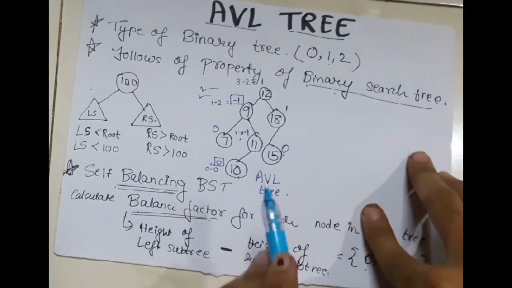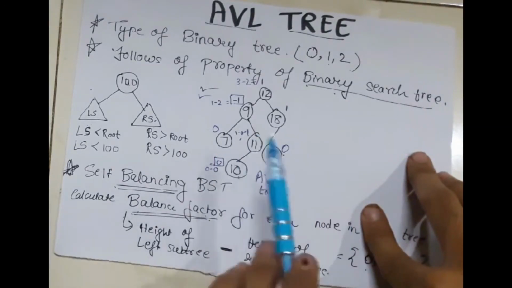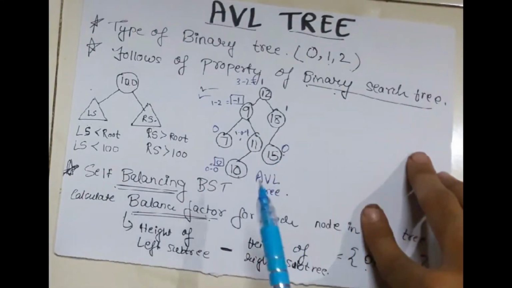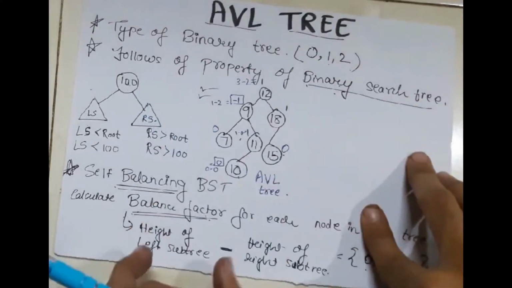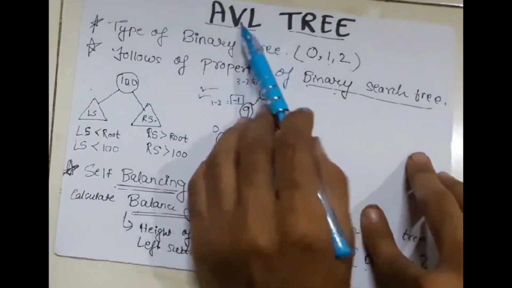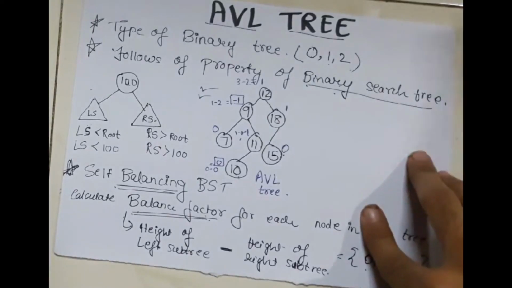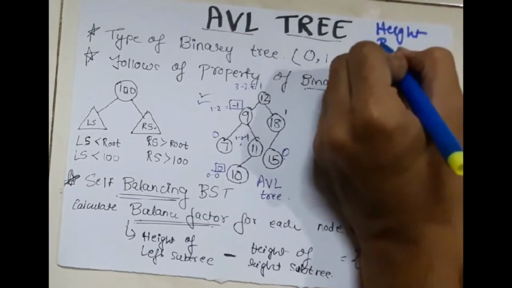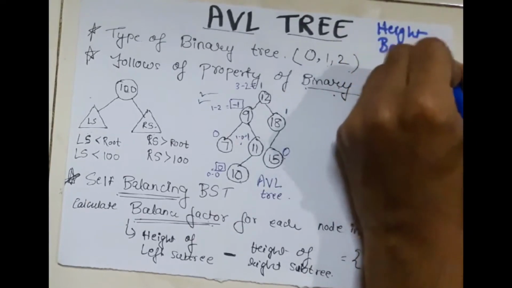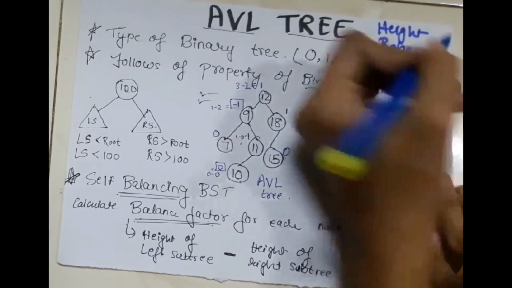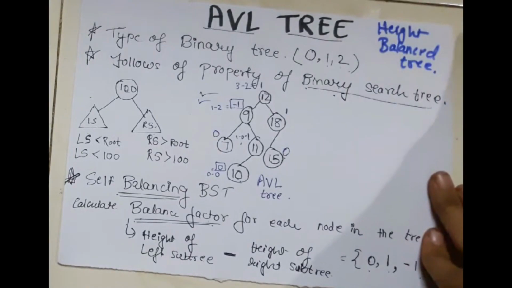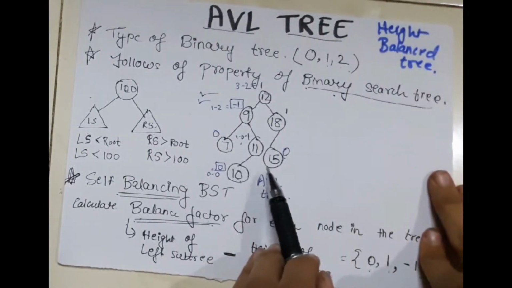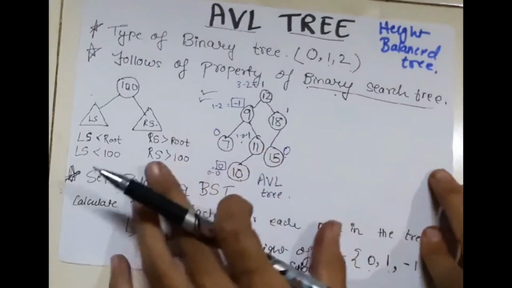Okay, and one more thing about AVL tree. So AVL tree is a balanced tree and this balancing is based on the height, isn't it? So the AVL tree is also called a height balanced tree. Okay. Now, suppose we want to insert another node in this tree.